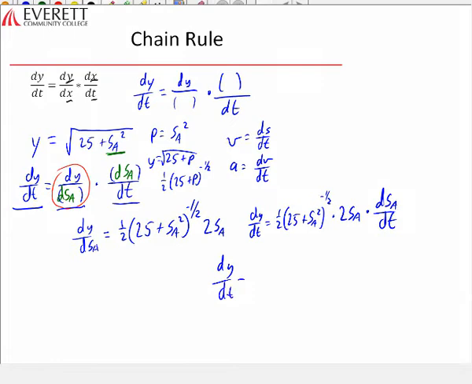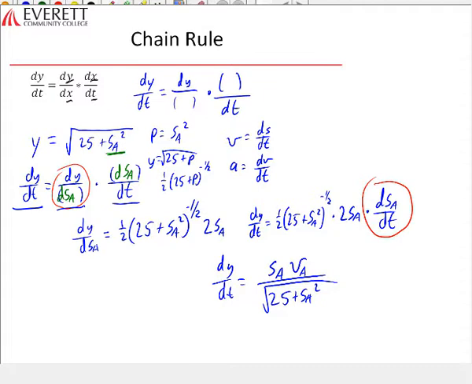We could say dy dt equals. The 2 and the 1/2 go together and cancel out. We're going to put the sA on top. Then we have a dsA dt, and we know that the derivative of position of point A with respect to time is just going to be the velocity. On the bottom, we have this 25 plus sA squared, square rooted. And that would be dy dt. So you notice that we use the chain rule twice. Hopefully that refreshes the chain rule for you.